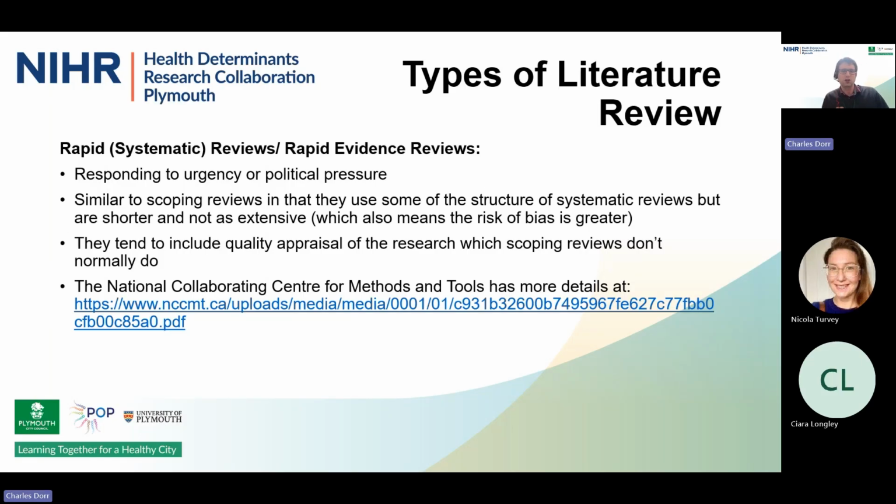The main difference with scoping reviews is that they tend to include a quality appraisal of the research. So they'll actually look at the quality of the individual studies as well as the findings from those studies. They'll also look at the quality of the methods within those studies.